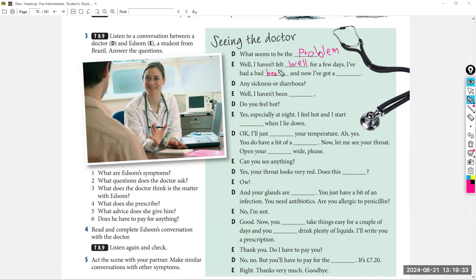So if you have a spelling mistake, for example, please correct yourself.